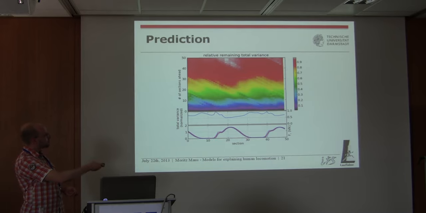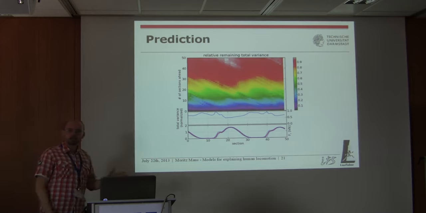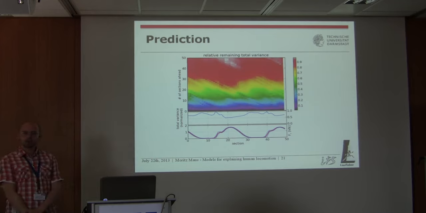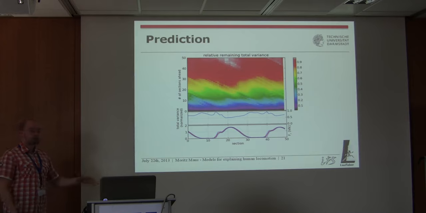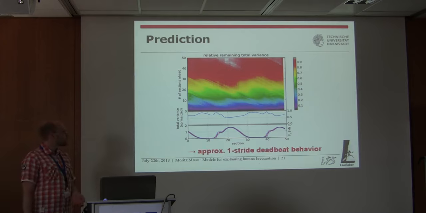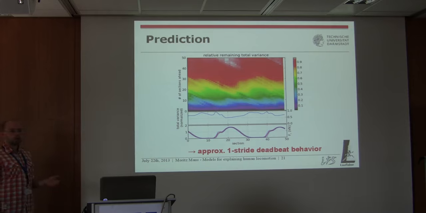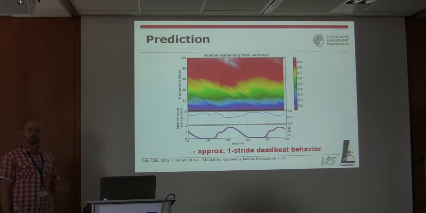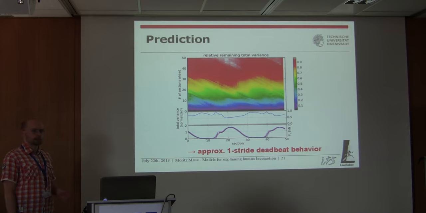Here's the takeoff. So here's the flight phase, and you can say, okay, at the beginning of the flight phase, I can predict one stride into the future comparatively well. One step, one stride, almost all information is lost. So, to make a long story short, we have one stride deadbeat behavior. Not single step, but single stride deadbeat in human running for small disturbances.